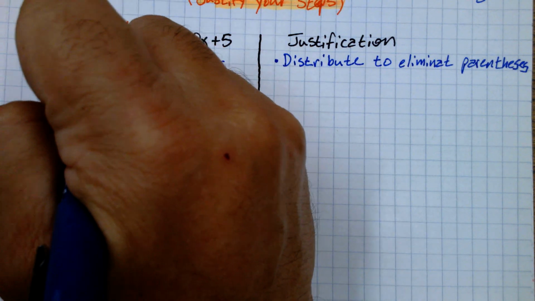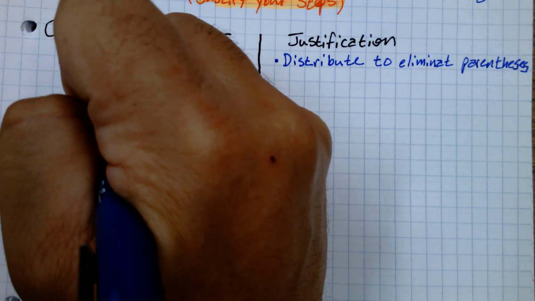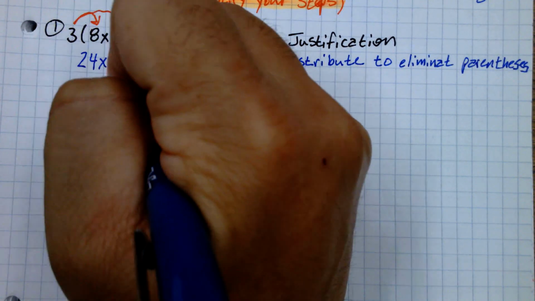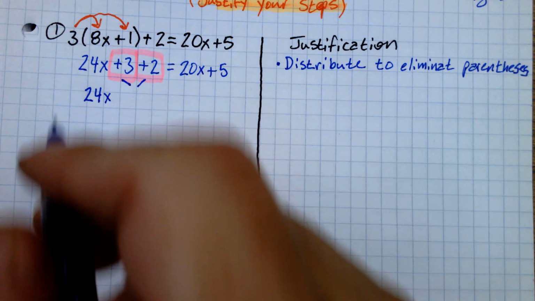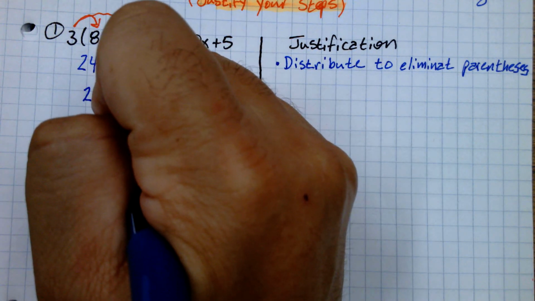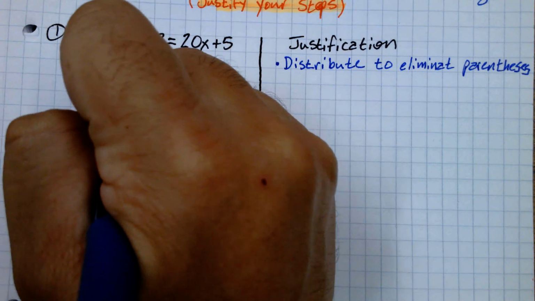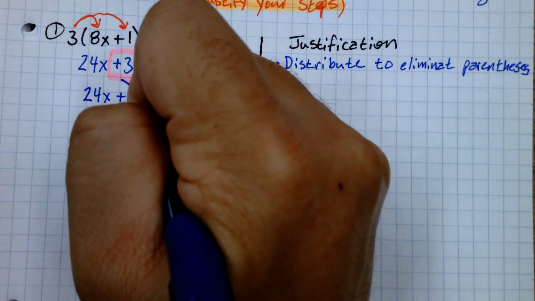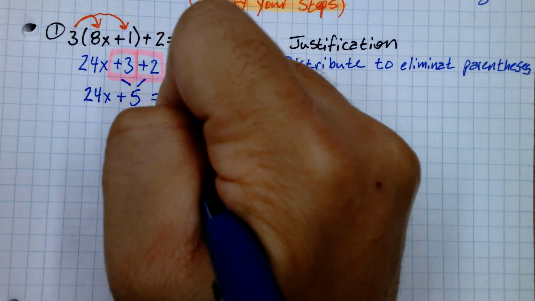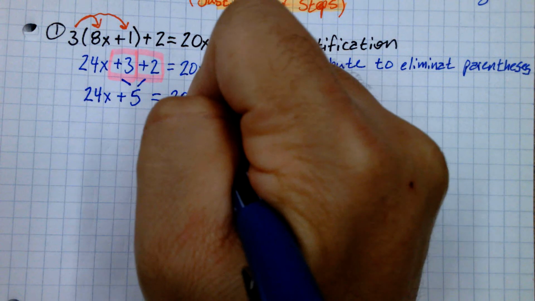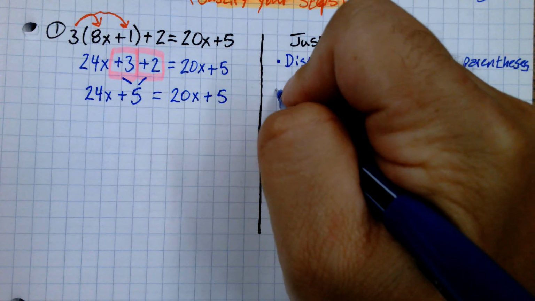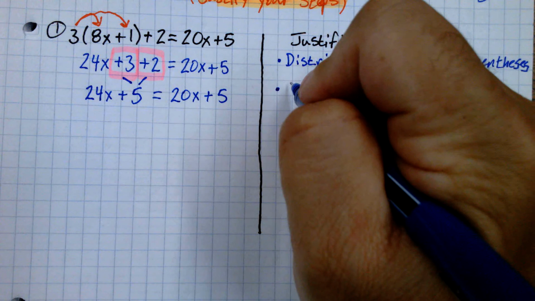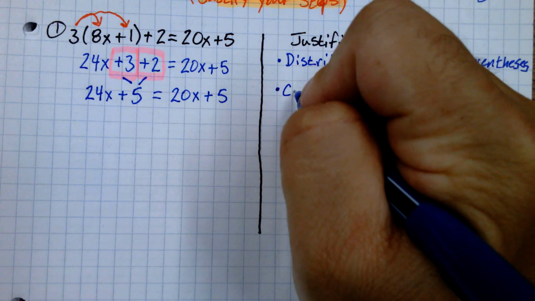So let's see what that gives us. Well, 24x comes back down. We'll combine 3 and 2. That makes, what does that give us? So plus 5 equals 20x plus 5. And let's write down that step. Combine like terms.